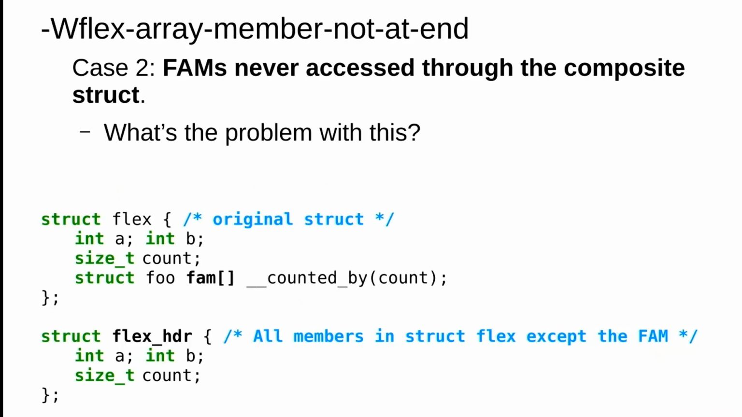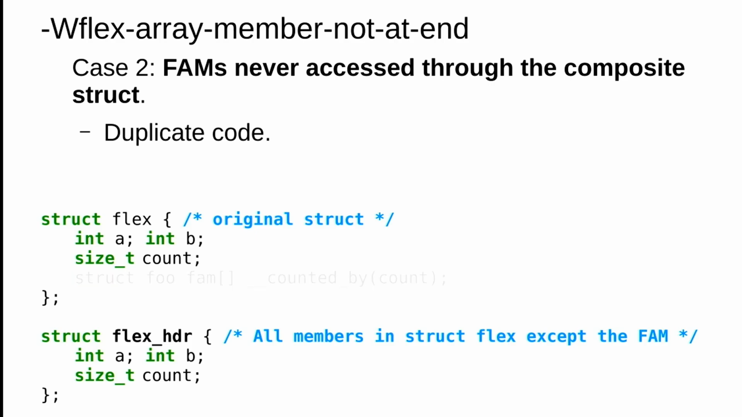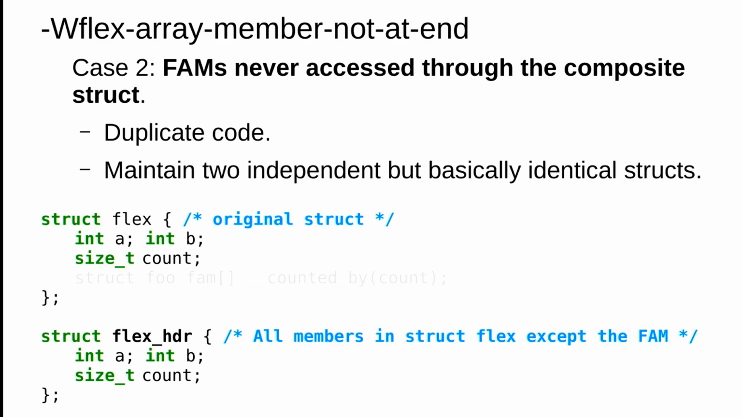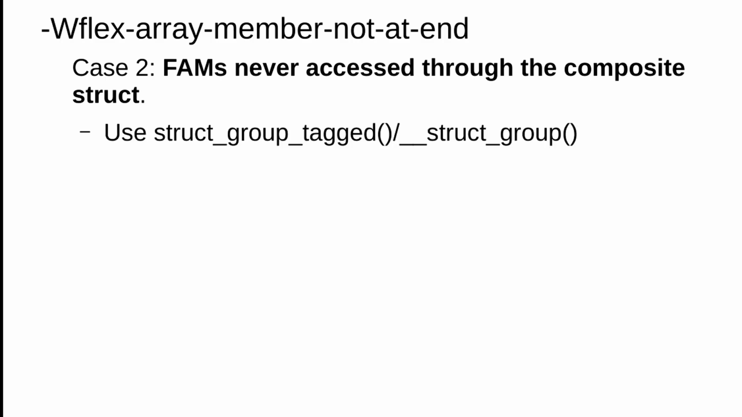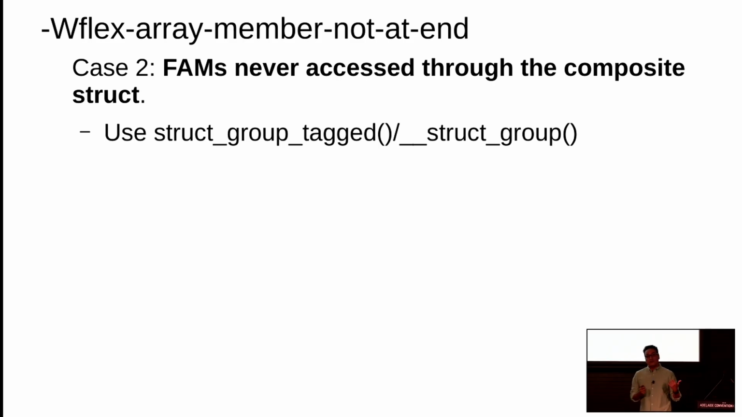Okay, but what is the problem with this approach? Well, one of the problems is that we duplicate code, and that's unnecessary, really. We have basically two identical structures, so if maintainers need to change something in the flexible structure, they also need to pay attention and modify the newly created structure, in this case, struct flex header. So that is not the ideal solution. Instead of that, what we are using in the kernel is the struct group helper. How many of you are familiar with the struct group family of helpers?